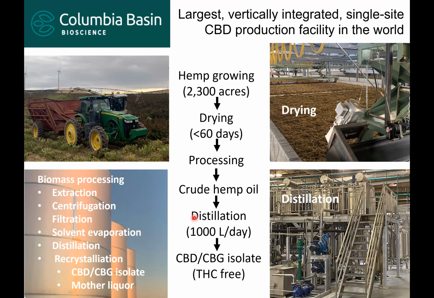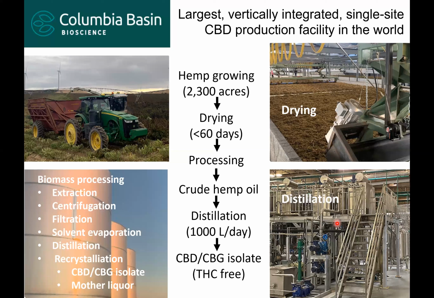And you can see that distillation is done on a large scale. And you can see on the right side here, the distillation columns, these are really huge. And that can be up to 1,000 liters a day. And from that, these distillates, if they tune the conditions carefully, they get a product that is rich in CBD and also CBG. And those products, you can get the main compound out by crystallization.